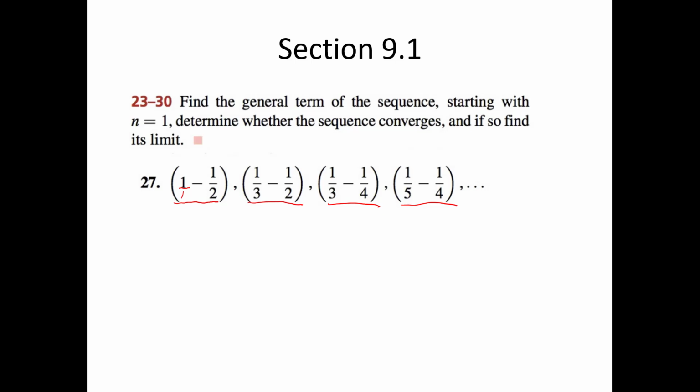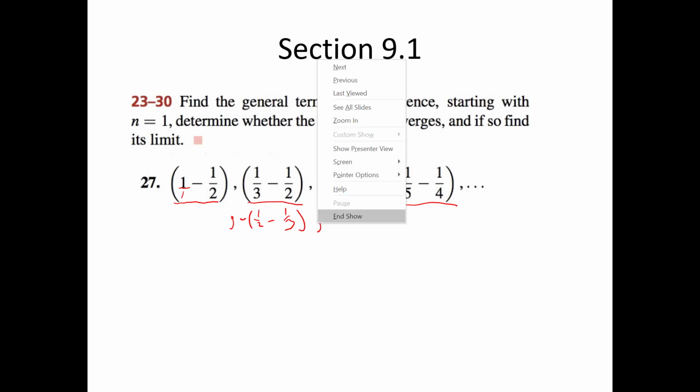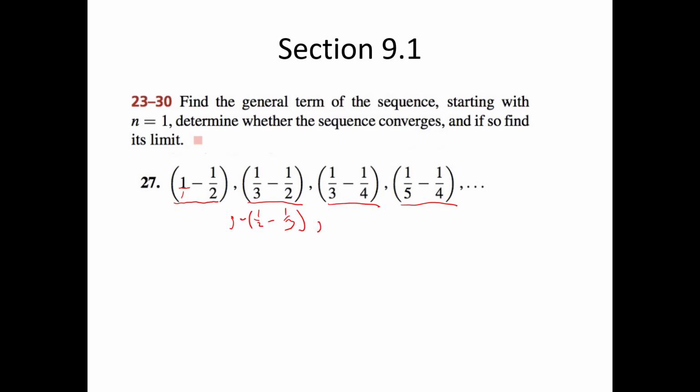And to help us look for a pattern, this one's a little tricky. It's not obvious, but if we factored out a minus from this one, we would have 1/2 minus 1/3. And this one we'll leave alone. And then this one will factor out a minus.